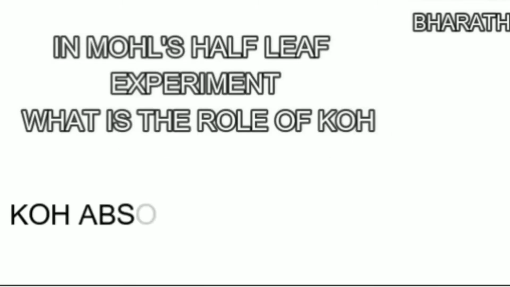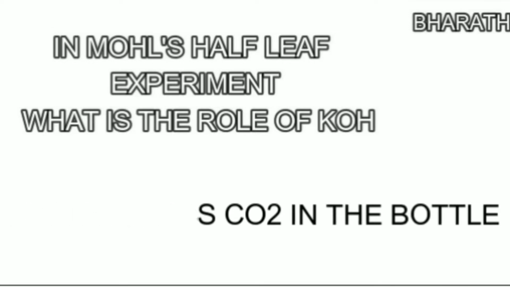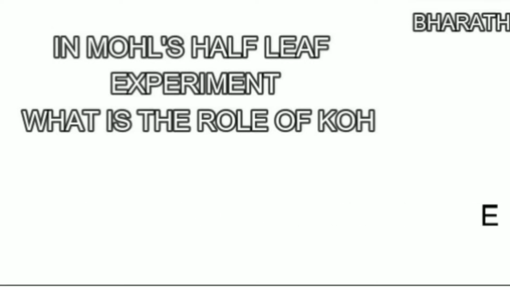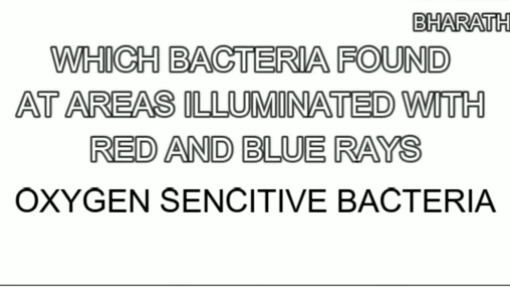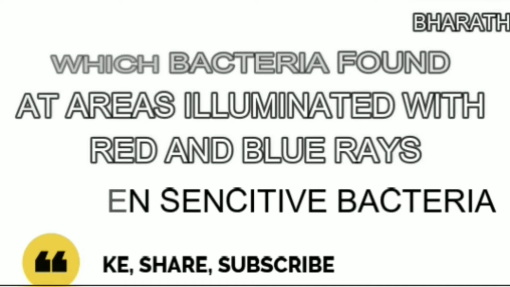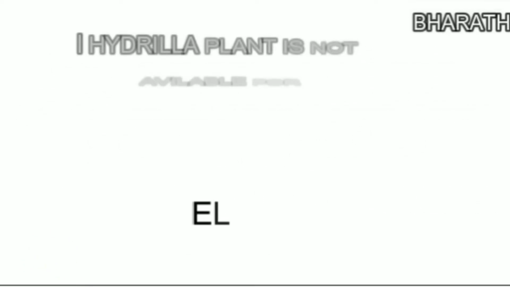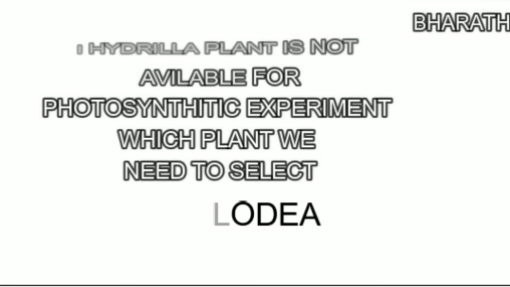In the moll's half-leaf experiment, what is the role of potassium hydroxide? Potassium hydroxide absorbs carbon dioxide in the bottle. Which bacteria are found at areas illuminated with red and blue rays? Oxygen sensitive bacteria. If Hydrilla plant is not available for the photosynthetic experiment, which plant should we select? Vallisneria.